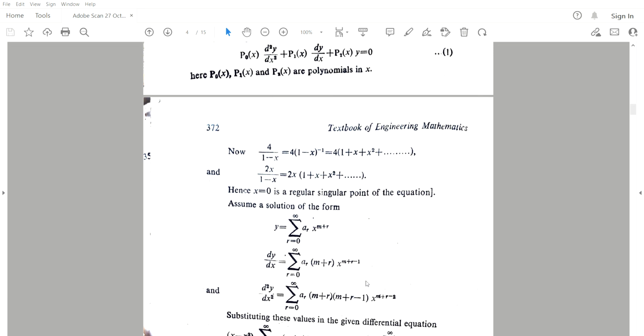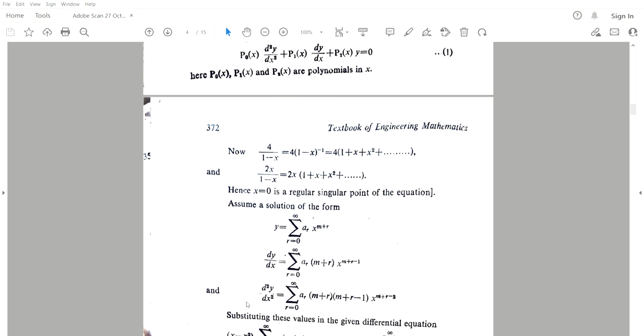Now solving the indicial equation, we will get the values of m. If this is a second order differential equation, we will get two values of m, and substituting the values, we will solve these. This method is known as Frobenius method. Now there are cases. Case 1: if the roots of the indicial equation are distinct and not differing by an integer.